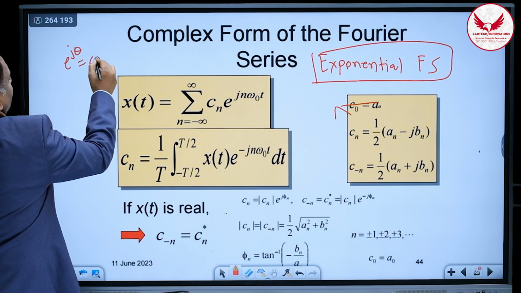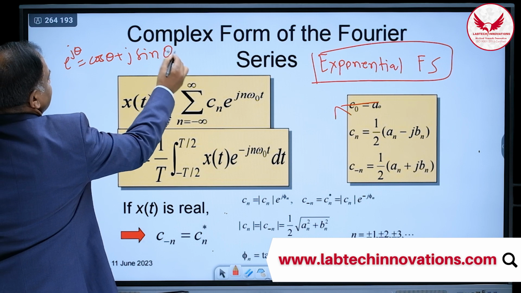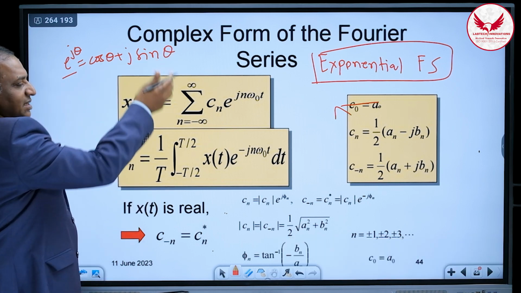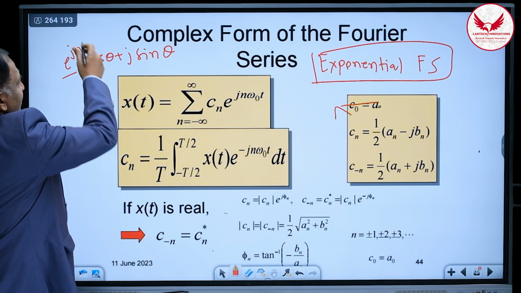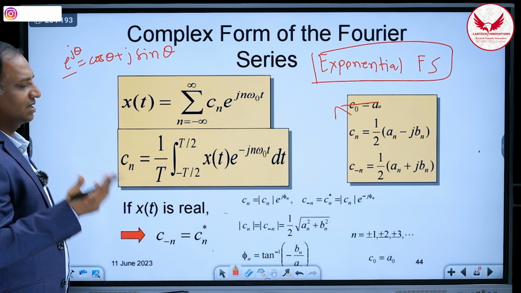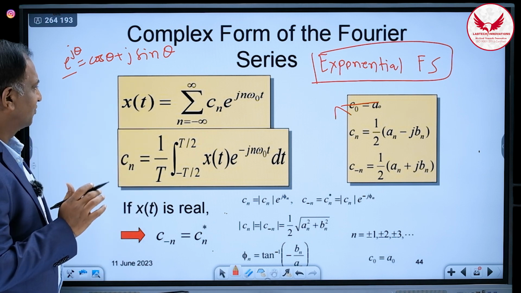is equal to cos theta plus j sine theta. So it means an exponential signal can be represented in terms of sine and cos, or sine and cos can also be represented using an exponential signal. Both trigonometric and exponential are the same. Here the same formula is converted to the exponential Fourier series.